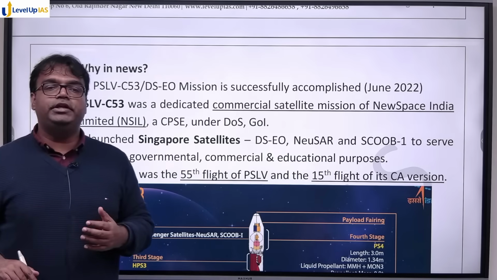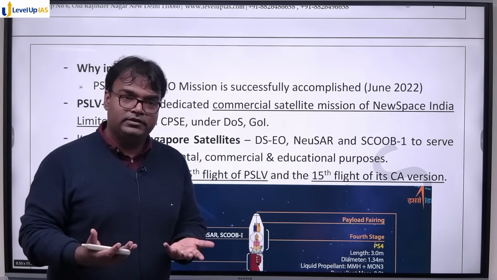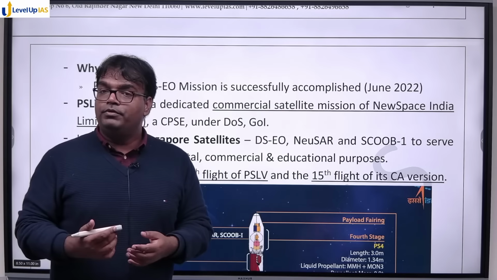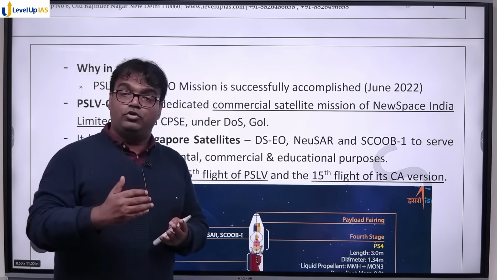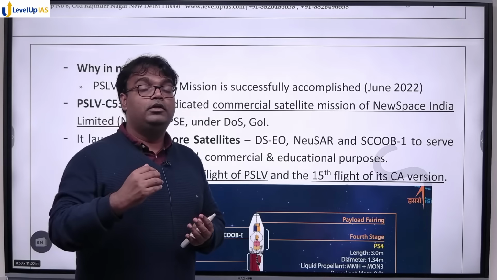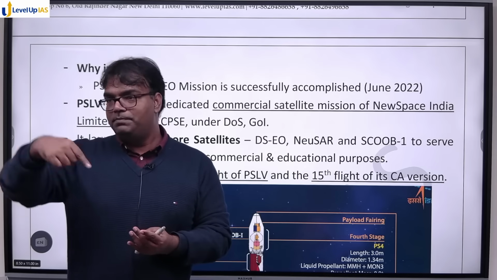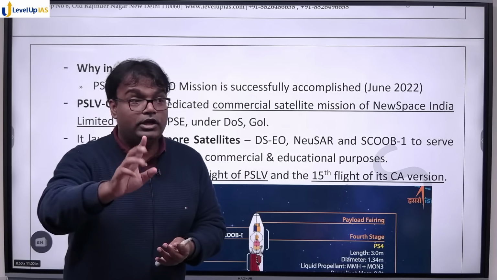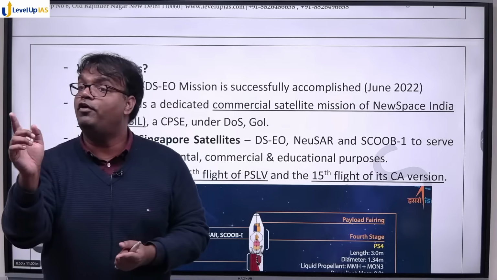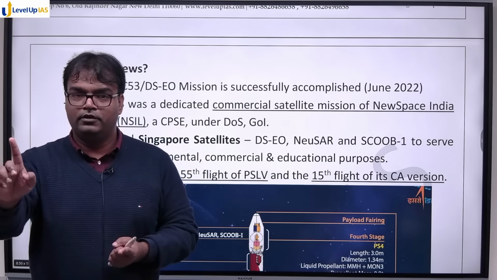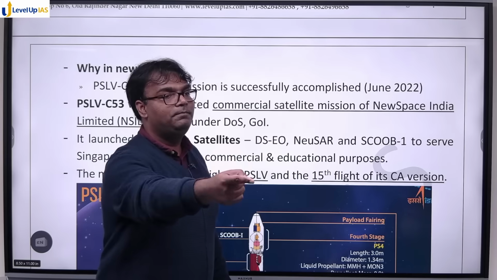New Space India Limited एक space based PSU बनाई है government ने, which is supposed to commercialize our space sector. Now, this was the first dedicated commercial satellite mission, meaning this was the first launch where all the launches were for commercial purpose. In the previous launches, in PSLV C-54 also there were some launches for commercial purpose, but EOS-06 was for ISRO. But here nothing was for ISRO. Here everything was for commercial purpose.